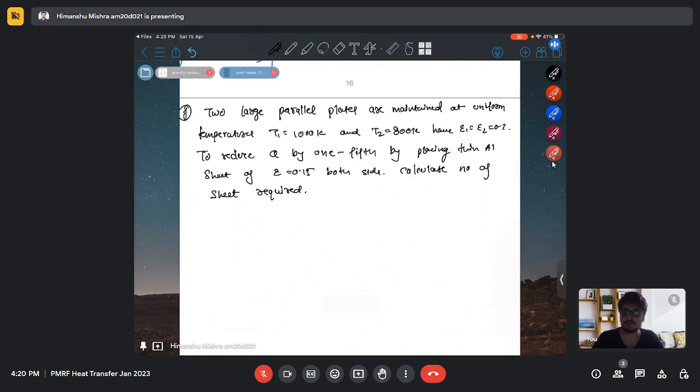So in this question, two large parallel plates are maintained at uniform temperatures, T1 1000 Kelvin and T2 800 Kelvin, and we have been given the emissivity, which is 0.2. Now, to reduce heat transfer by 1/5 by placing a thin aluminium sheet of emissivity 0.1 on both sides, calculate the number of sheets required.